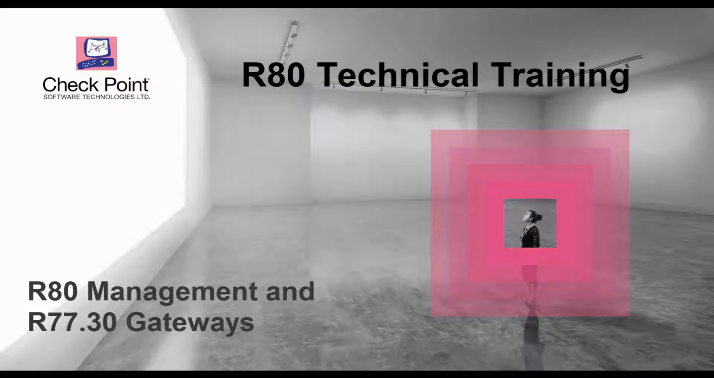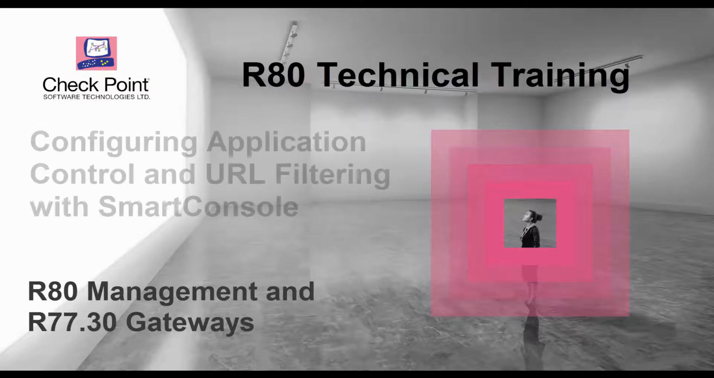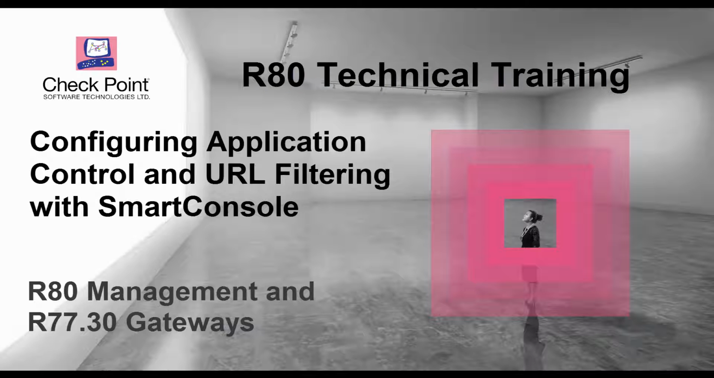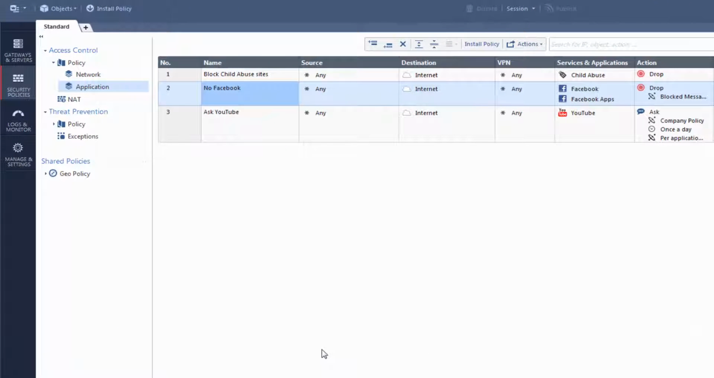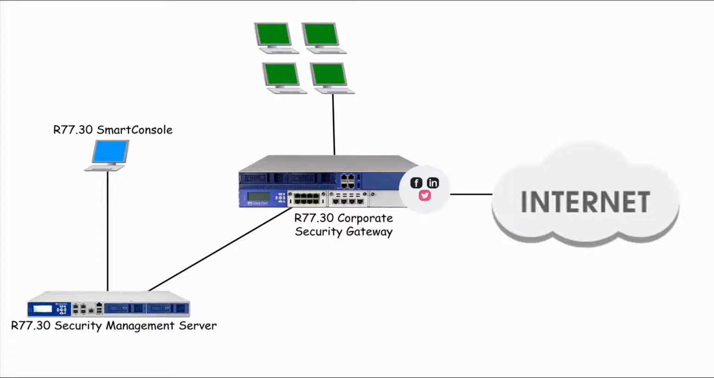This Check Point video tutorial explains how to use the R80 and higher SmartConsole to get started with Application Control and URL Filtering. I'm Jake, a Check Point admin. Today, we're using the Access Control policy to configure the settings. Let's get started. Here's the network deployment.